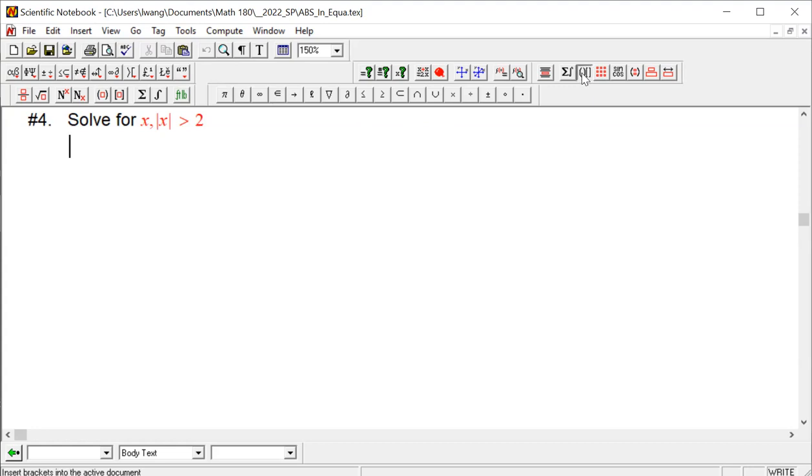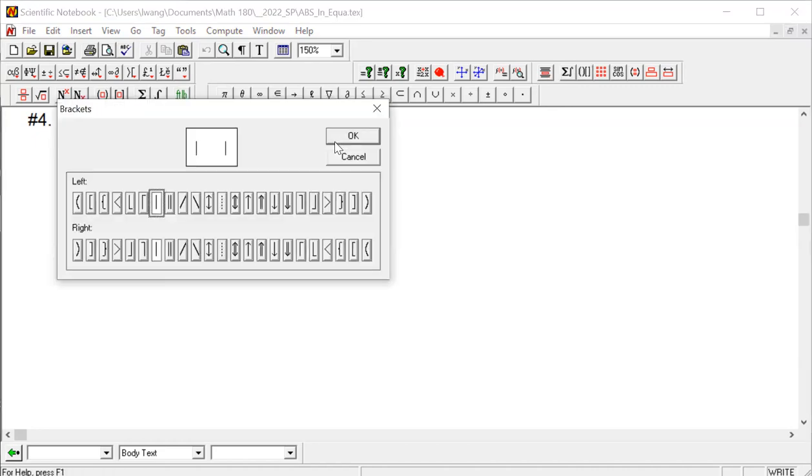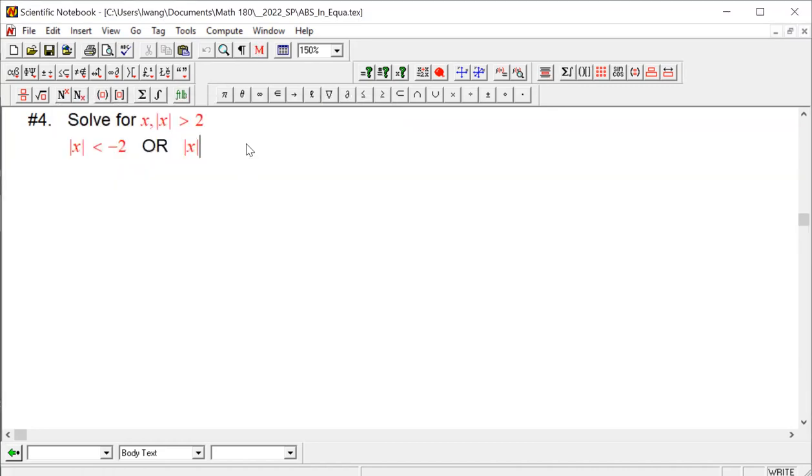They say, oh, then I have to use or, so I am going to use or. So this is going to be less than -2, or the absolute value of x is larger than 2.